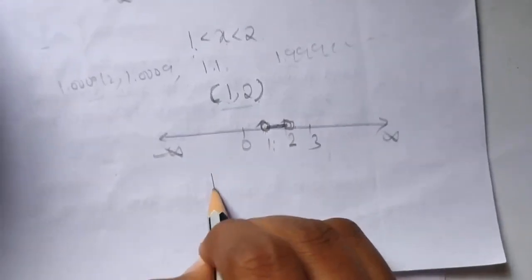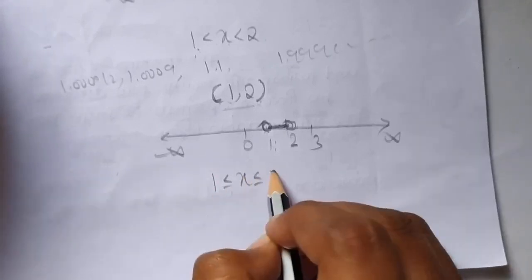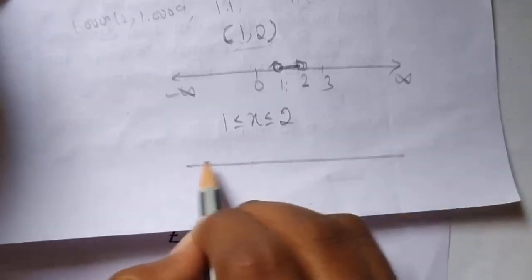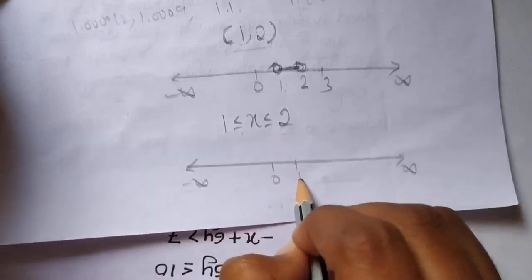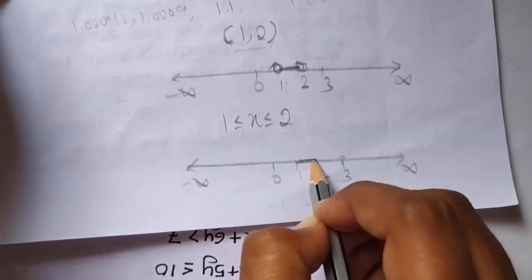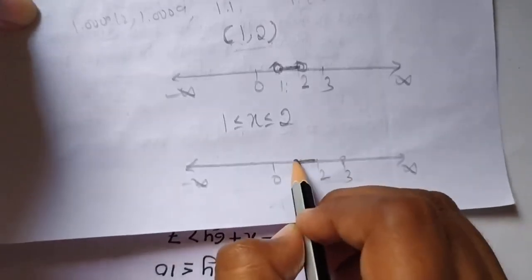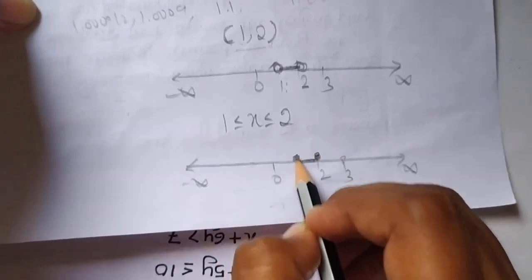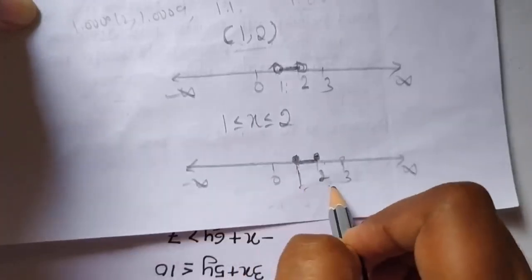Suppose we have x greater than or equal to 1 and less than or equal to 2. In this case, 1 and 2 are also included. So the line in between 1 and 2 contains all the real values greater than 1, less than 2, and we darken the circle at 1 and 2. Now, this indicates that the numbers 1 and 2 are also included.